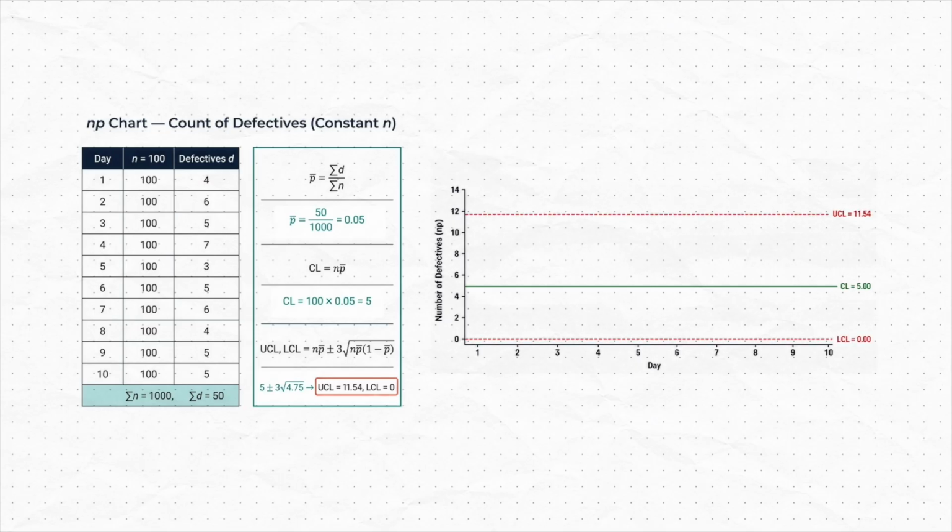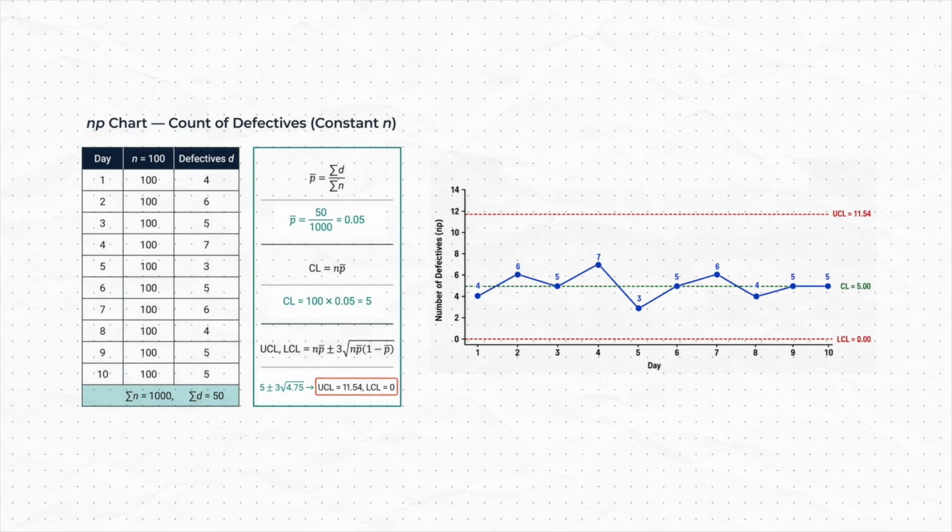That is the entire chart. Center line at 5, upper limit at 11.54, lower limit at 0. And we plot the daily defective counts directly. Any day with 12 or more defectives signals an out of control condition. With SIGMADESK, you never need to compute any of this by hand. The tool handles all the math behind the scenes.